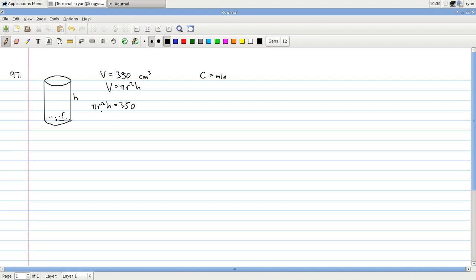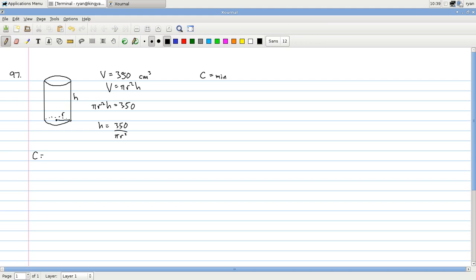And we may as well go ahead and solve this for whichever variable is easier. In this case, that would be h. This gives us h equals 350 over pi r squared. So we've done just about all we can with the constraint equation. Now let's move on to the objective equation, the cost.